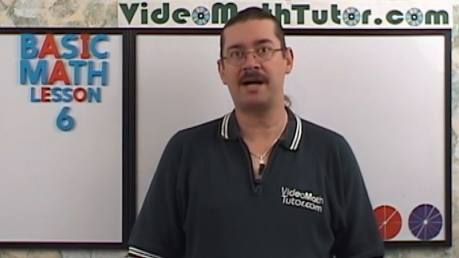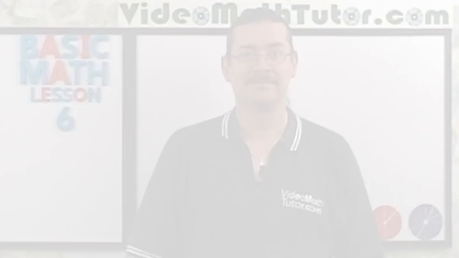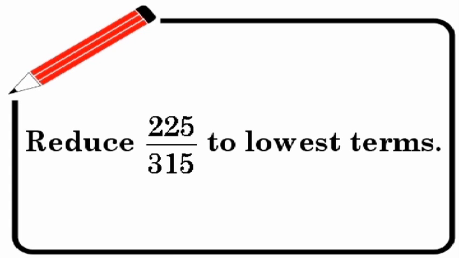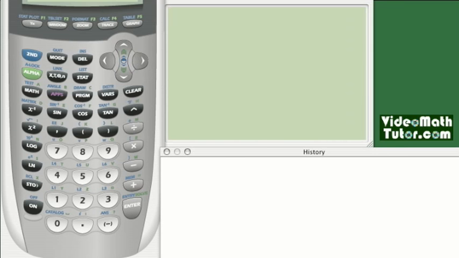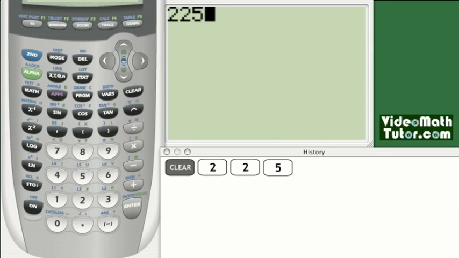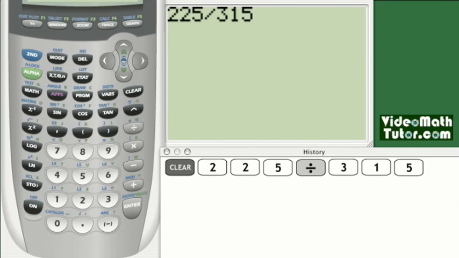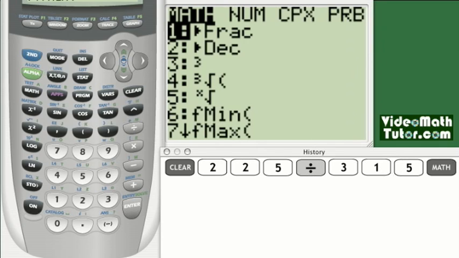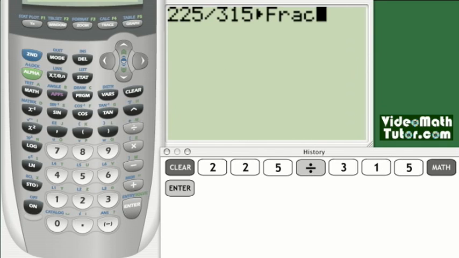Now let's go ahead and try this with an actual example. Reduce 225/315 to lowest terms. For our first step, we press the clear key right there. Now we're going to input our fraction. 225 divided by 315. There's our fraction. Now let's convert this to a reduced form. So just press your math key and then just enter and enter again. Here it is, 5/7.